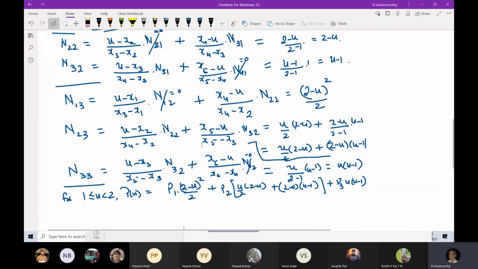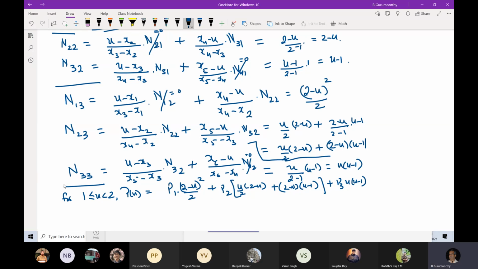Okay. And so the last step is for k equals 3 now. And so you do this for N13, right? I don't have to worry about this term because N12 is 0. And for this is i plus k and i plus k minus i plus 1, x(i plus 1), and N22. N22 is already derived as 2 minus u. So this term becomes 2 minus u whole square by 2 because x4 is 2 and x2 is 0.